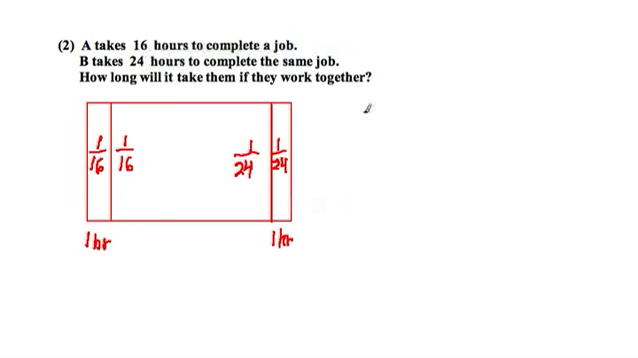So the rate for A is 1/16 of a fence in 1 hour, times the number of hours is the fraction of the fence that A would do, and B does 1/24 of the fence in an hour. So multiply that by time, and it tells you what fraction of the fence B does in that time, and it has to equal one whole fence. So now we have to solve this.